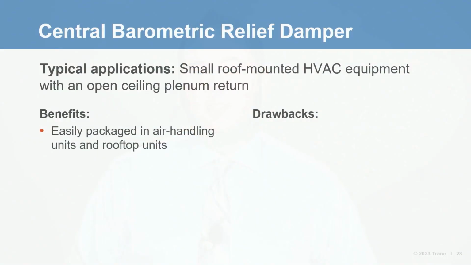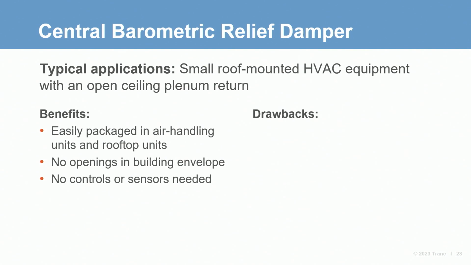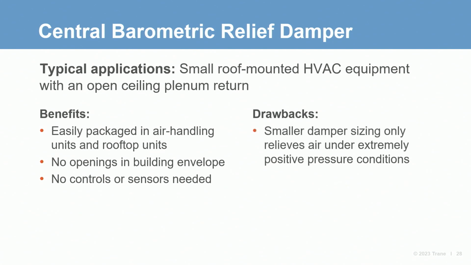Since we have just demonstrated this barometric relief damper, we'll skip the demonstration and let Eric explain the benefits and drawbacks of this configuration. Centralized barometric relief is tempting since it's easily packaged in roof-mounted equipment, does not involve any openings in the building envelope, and needs no controls or sensors. It works better than natural relief, but the added pressure drop of the return air path and the fact that there is typically very little room available for this damper in the small roof-mounted equipment results in this approach often relieving air only under very positive pressure conditions.